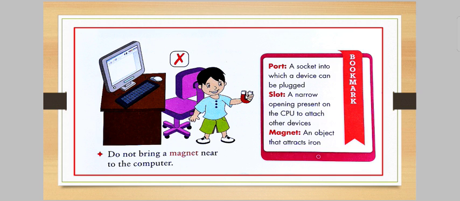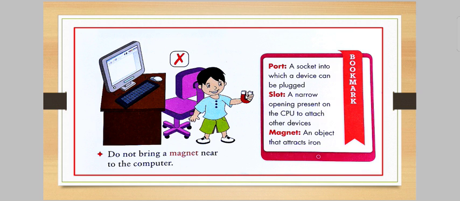Next, here you can see some bookmarks. First is port. Port means a socket into which a device can be plugged in. Next is slot. Slot means a narrow opening present on a CPU to attach other devices.